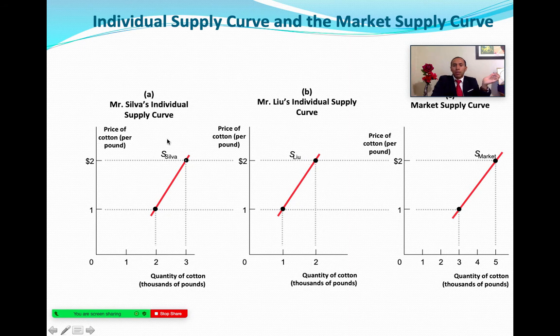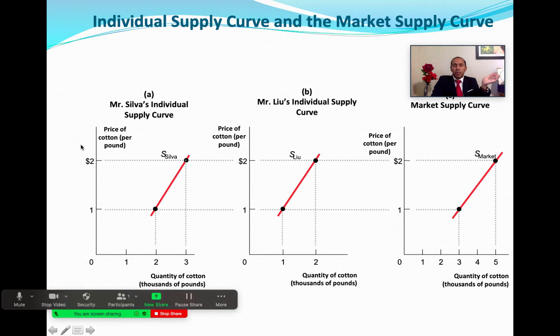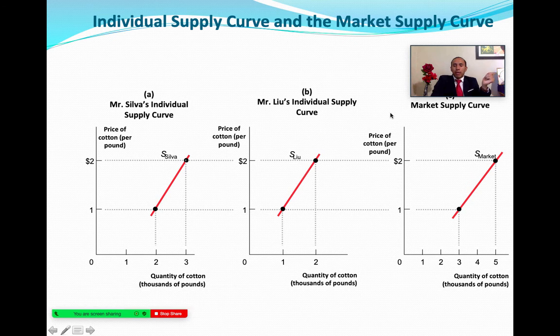So both of them, Liu and Sylvia, are individual suppliers. And then we have the market supply for both of them, the market supply for the market. In this case, we have two farmers, two suppliers, Liu and Sylvia, and both of them make up the market. At $2 for the entire market, we get 3 units from Sylvia plus 2 units from Liu.